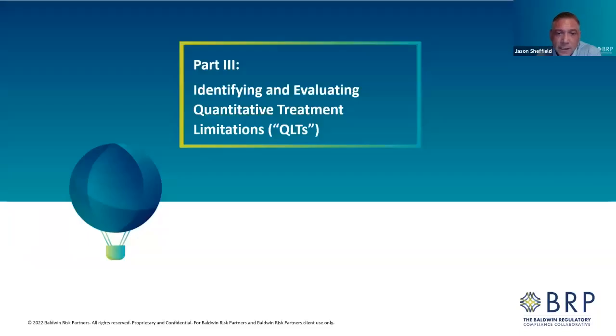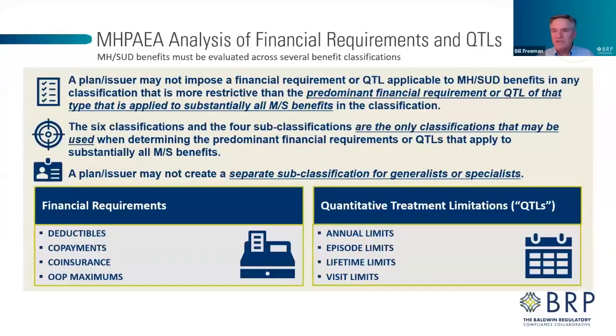Next slide, please. All right, part three. I'm going to pass it over to Bill, who's going to give you an introduction to identifying and evaluating QTLs. Thank you, Jason. So Jason outlined the intent of the law and went over a lot of the mechanics of how you have to set up your testing. I'm going to go into a little bit of detail about the quantitative treatment limitations and the non-quantitative treatment limitations. So this first section deals with the quantitative, and quantitative is just that. It's things that you can count or measure. So we're going to be talking about limitations or differences in your plan benefits based upon the financial requirements under the benefit, and also on the treatment limitations, which usually are annual limits, episode limits, visit limits, those types of things.